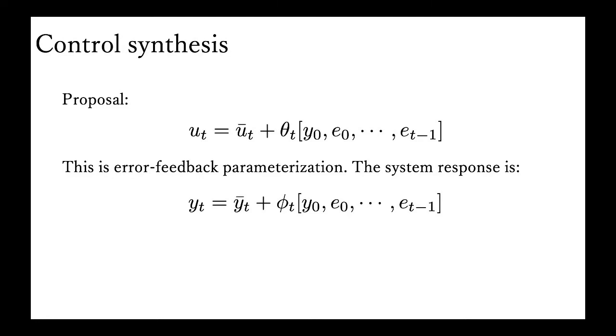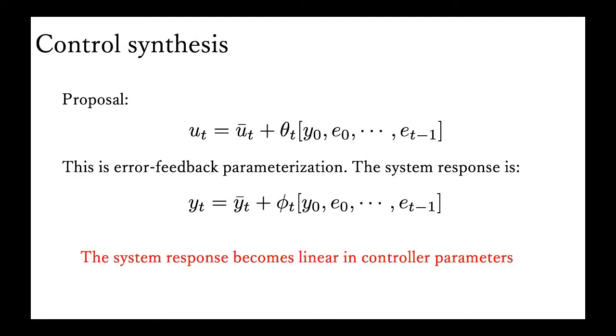Using this parameterization, the system response can also be cast as an affine transformation of this history of errors, and actually it can be shown that the system response becomes linear in the control parameter. This is the key to our computations in this paper. We should note that the sizes of the theta matrix and the phi matrix here become larger and larger as the time history goes up, so these matrices are actually becoming fatter and fatter.